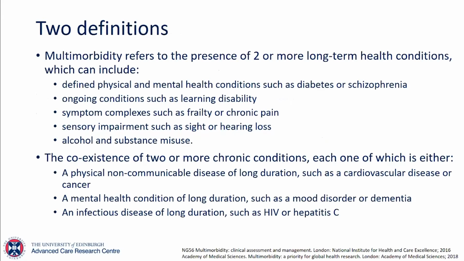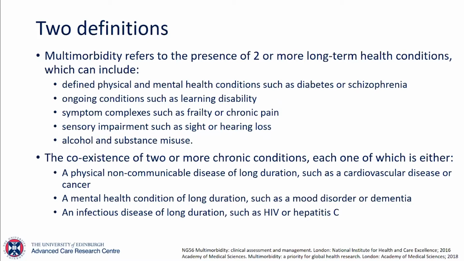So what is multimorbidity, or what are multiple long-term conditions? These are two definitions of multimorbidity. The top one is the NICE definition, from the NICE multimorbidity guideline. And the bottom one is the Academy of Medical Sciences one, which is probably the one that is most commonly cited. And they have similarities.